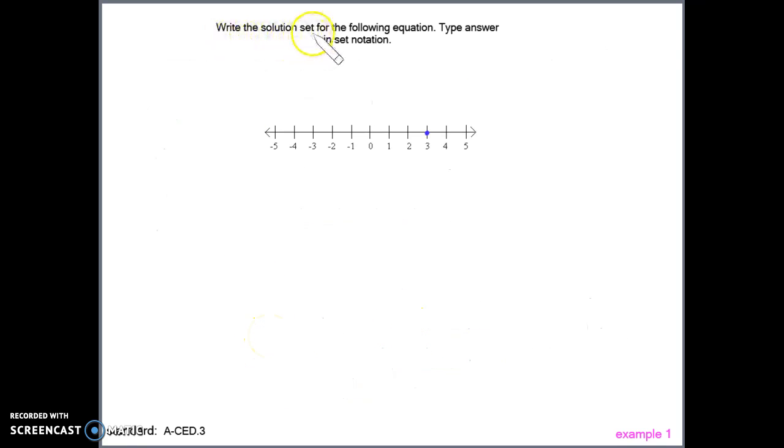Write the solution set for the following equation, type the answer in set notation. So we're not used to seeing it like this because, like I said earlier in the video, we're used to having a 2-coordinate or 2-variable plane in which we graph it and find where the line is intersecting the horizontal axis. But the dot is on 3. So if we're going to type this in set notation, we would say, okay, for x, which values satisfy the equation? The values that are included in the solution set is just the value 3. This is the only place that has a dot on the number line.